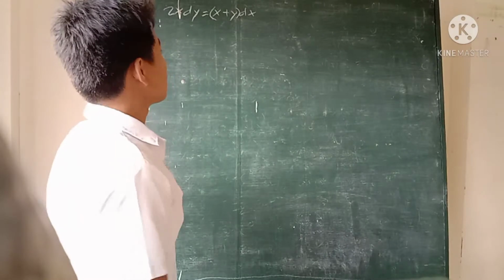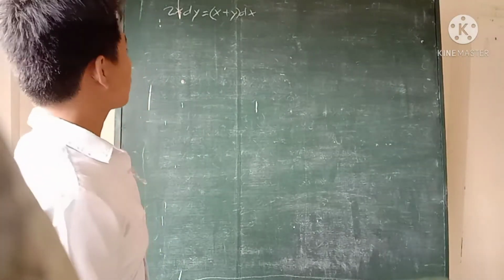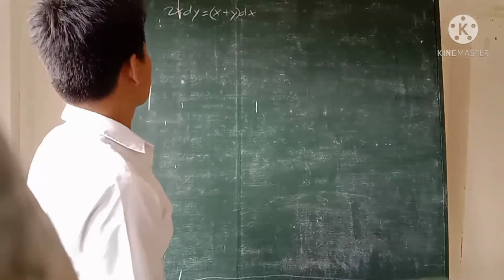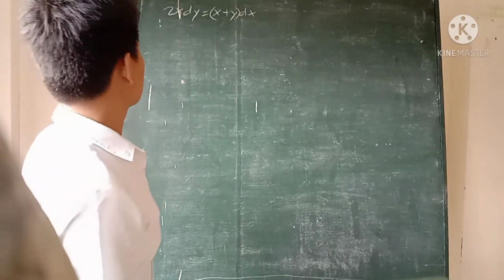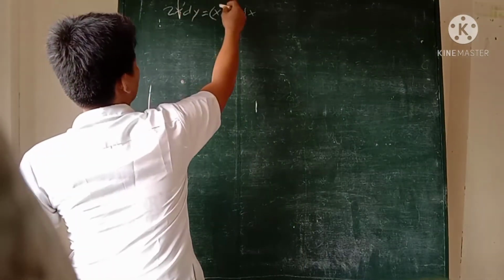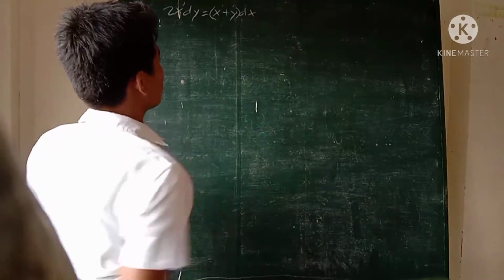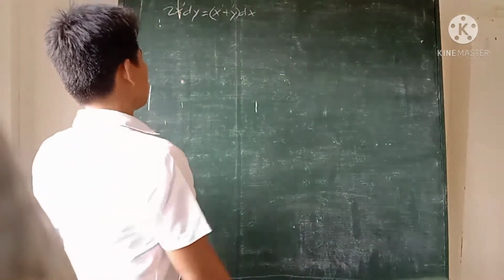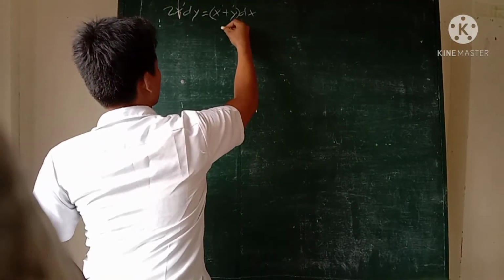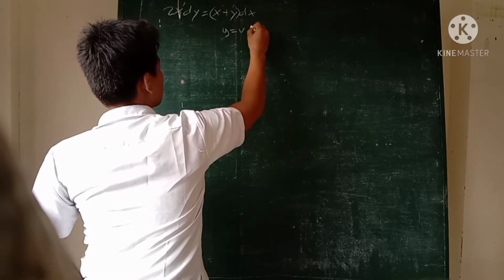So it is called homogeneous because the terms are of the same degree. So x and y are the same degree. And next, y equals vx.